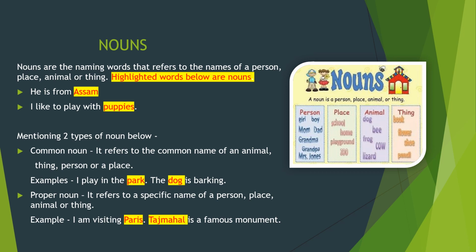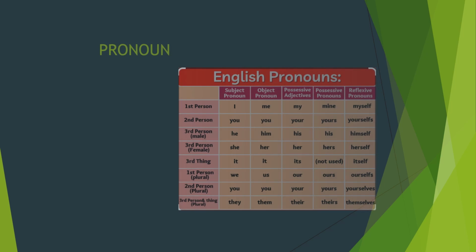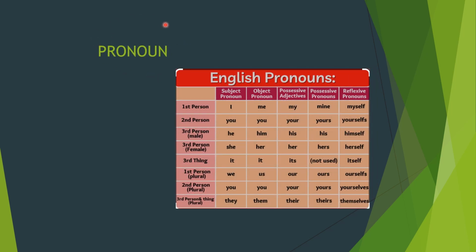Let's talk about the next part of speech, which is pronoun. As the name says, the words that are used in place of a noun are pronouns. As you can see in the definition here, pronouns are words that are written in place of a noun. Here are some examples of pronouns: first person I, second person you, third person he, him, his, her, himself. There are certain examples you can go through in detail.